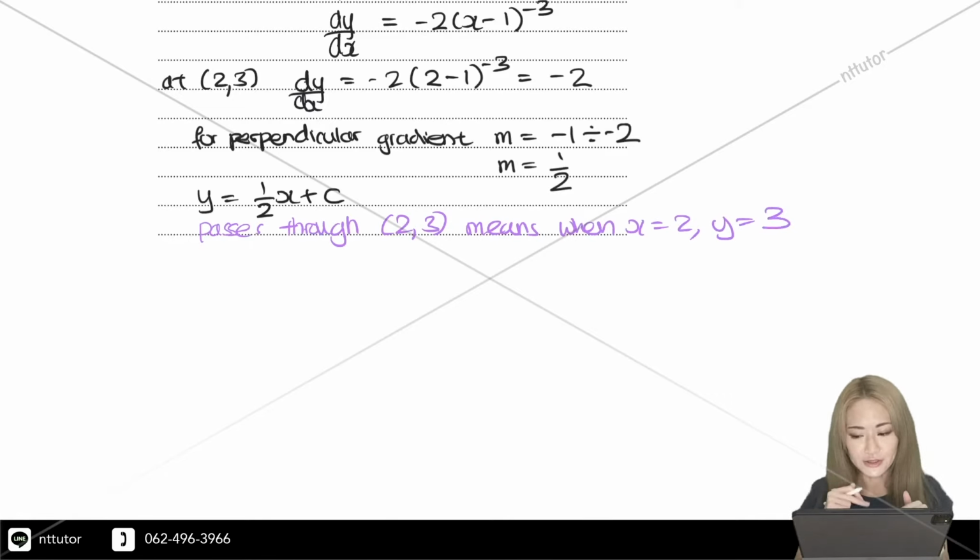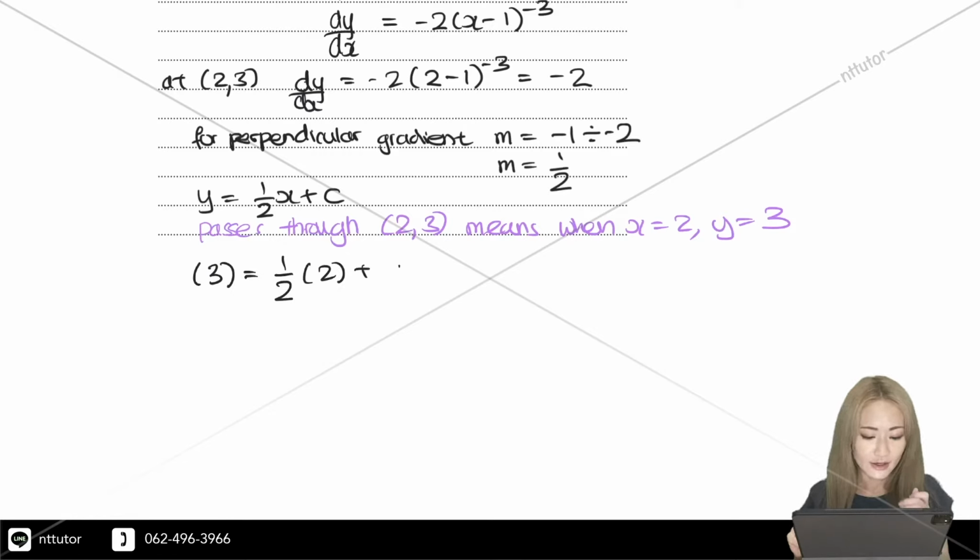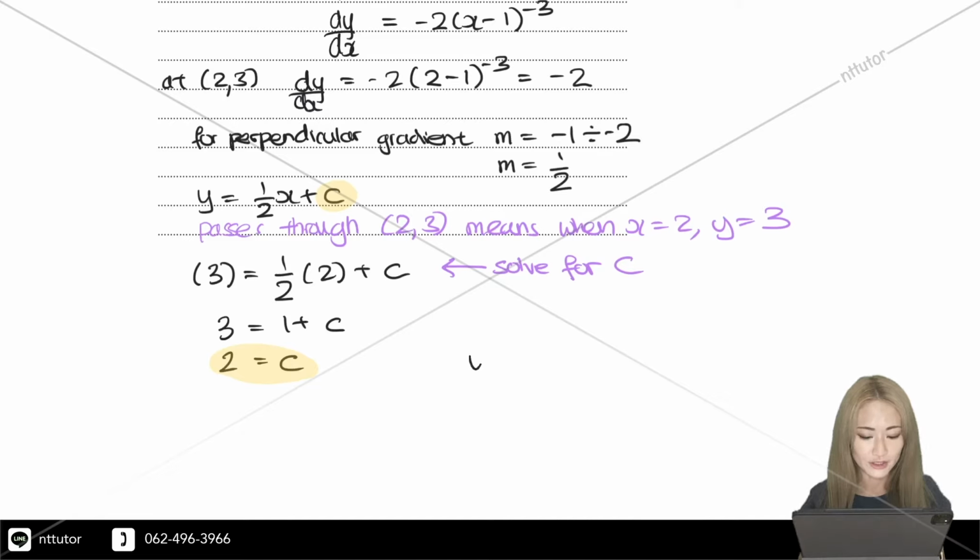So we can substitute that in to find the value of c. So that's 3 equals a half times 2 plus c, and we can use this to solve for c. So if we do that, c is equal to 2. Therefore, the equation of the normal is y equals a half x plus 2, which is what it wants you to prove it to be. Okay, so that's done.